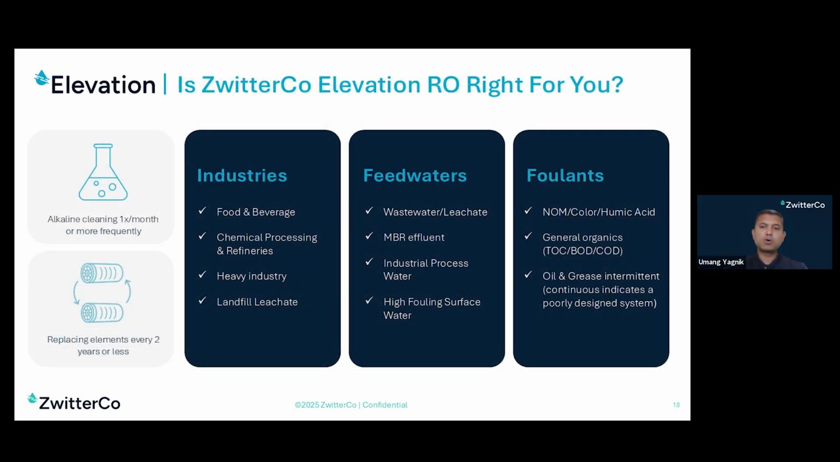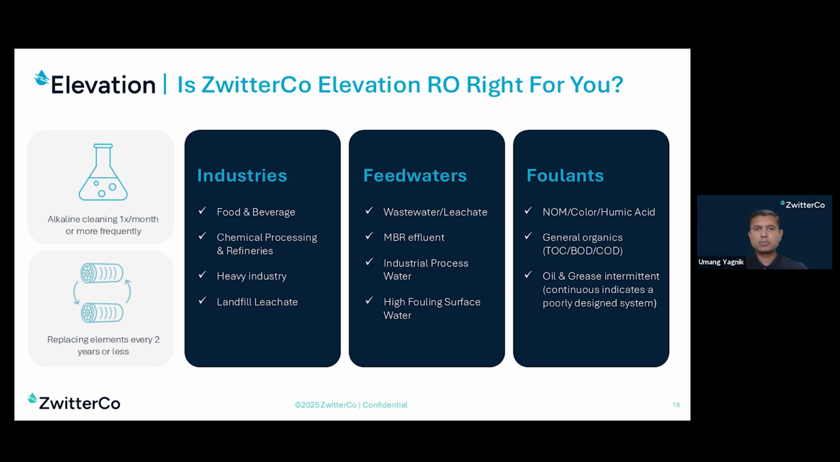With higher than normal feed water guidelines for organics, clearly we're looking at applications and feed waters where we can offer a very strong value proposition using Elevation RO. So how do you decide if and when you should consider Elevation RO? For someone looking at very simple, I should say, quantifiable guidelines, any system that is expected to undergo an alkaline clean or a high pH CIP at least once a month or more, or if you have a system where you're replacing elements within 2 years or less, are definitely good candidates for using Elevation RO.